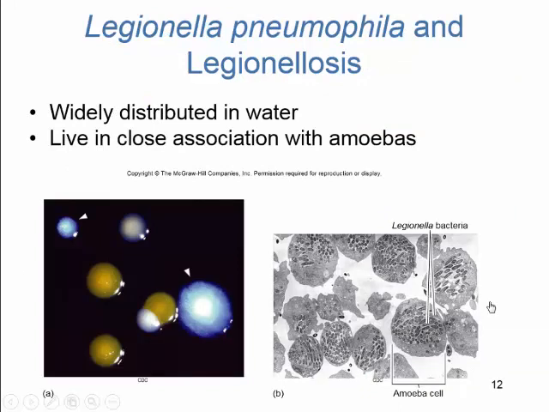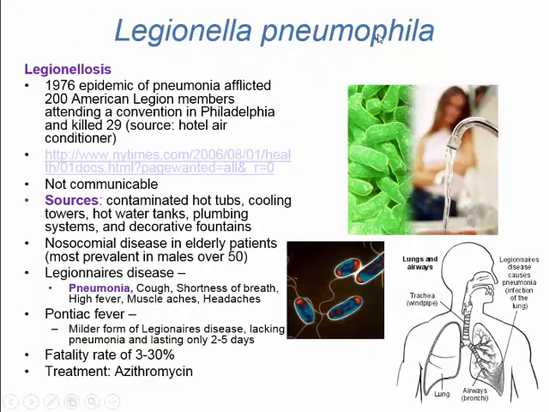Legionella pneumophila is the causative agent of legionnosis. So legionnosis has a close association with amoebas. It is distributed throughout water sources. So you can see here, these are Legionella bacteria growing and living symbiotically in an amoeboid cell. The Legionella pneumophila caused a pretty significant outbreak in 1976. This outbreak affected quite a few Legionnaire members, and it was due to a contaminated hotel air conditioner.